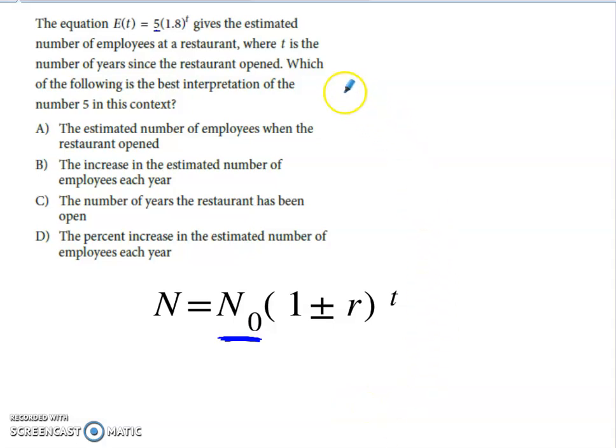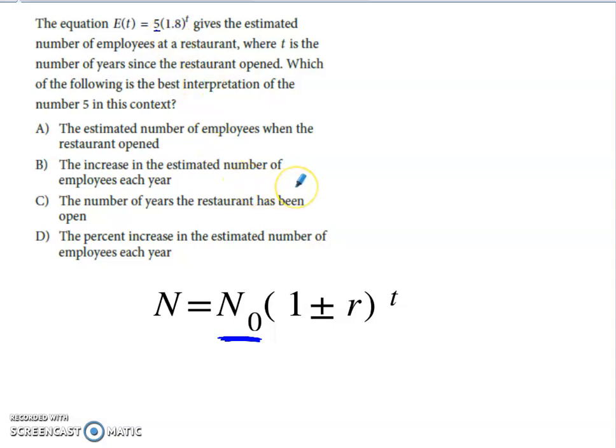The first one says the equation E of t gives the estimated number of employees at a restaurant. T is the number of years since the restaurant opened. So in this case, t is being measured in years. Which of the following is the best interpretation of the number 5 within this context? There's not even really much work to do. If you have some familiarity with the equation we just discussed, this problem's really pretty straightforward. The 5 is out in front of the set of parentheses. We said a minute ago that out in front of that set of parentheses, you're going to have the initial quantity being measured. This function represents the number of employees at the restaurant, so 5 must have been the initial number of employees at the restaurant.